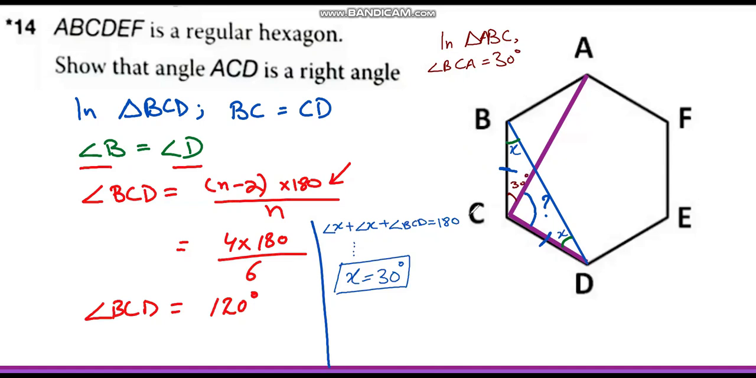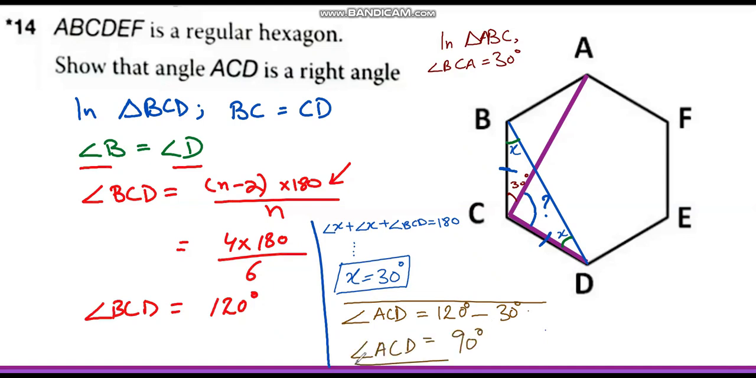Now we can easily prove that angle ACD is 90 degrees, because you know that each interior angle has a size of 120 degrees. So if I subtract 30 degrees from it, we will get the remaining size. So let's finalize our solution. Now we are going to work out angle ACD. That should be 120 minus 30 degrees, and that will be 90 degrees. So it is proved that angle ACD is 90 degrees, which means it's a right angle.